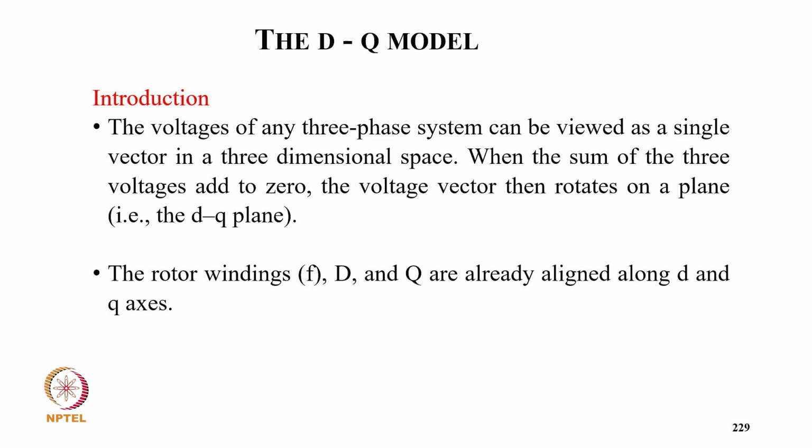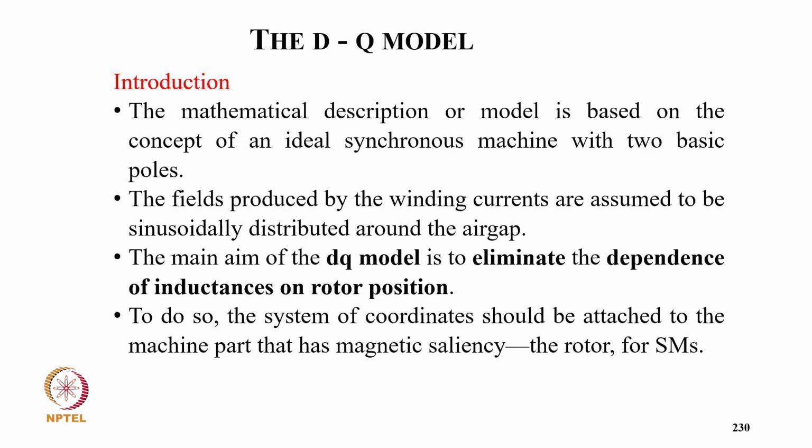The voltage of any three-phase system can be viewed as a single vector in three-dimensional space. When the sum of the three voltages adds to 0, the voltage vector then rotates on a plane, that is the DQ plane, and the rotor windings F, D, and Q are already aligned along the D and Q axes. So the mathematical description or model is based on the concept of an ideal synchronous machine with two basic poles, and the fields produced by the winding currents are assumed to be sinusoidally distributed around the air gap.